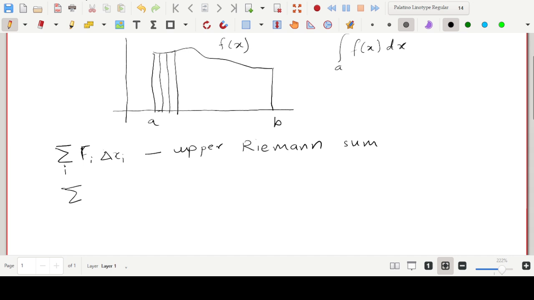Now similarly we can define the lower Riemann sum by replacing this supremum by infimum. So for every subinterval we'll look at the infimum of that function, okay, and let it be small fi, and multiply that by delta xi, where delta xi is the length of that subinterval, and this gives us the lower sum.